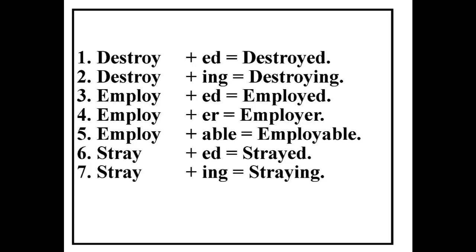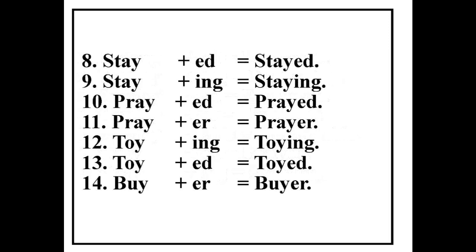In number 1, we have destroy. Did you notice that the last y is preceded by a vowel o? So the y is not changed as the new word destroyed emerged. Other examples are destroying, employed, employer, employable, strayed, straying, stayed, staying, prayed, prayer, toying, toyed, and buyer.